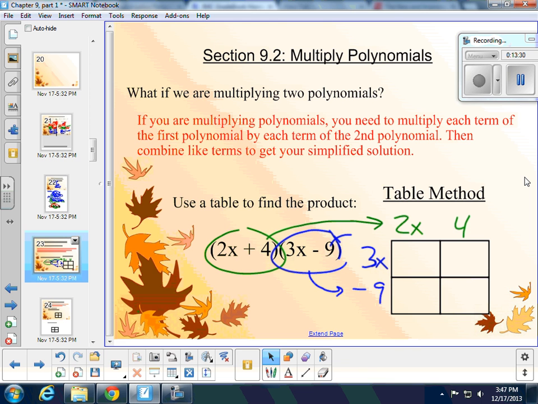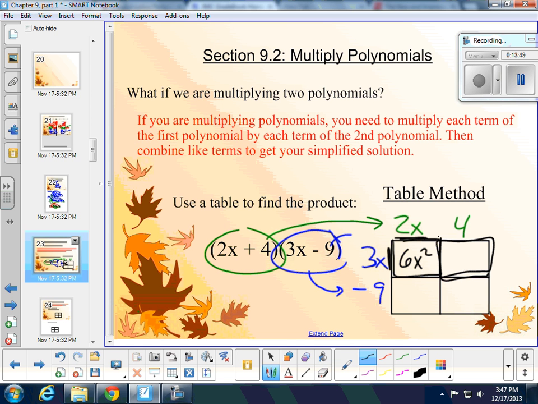And now inside each square, I'm just going to put the result when I match up those rows and columns with each term. So here I have 2x and then 3x, and that's going to go in this square. What's the result when I multiply those two together? So 2x times 3x, well, that would be 6x squared.